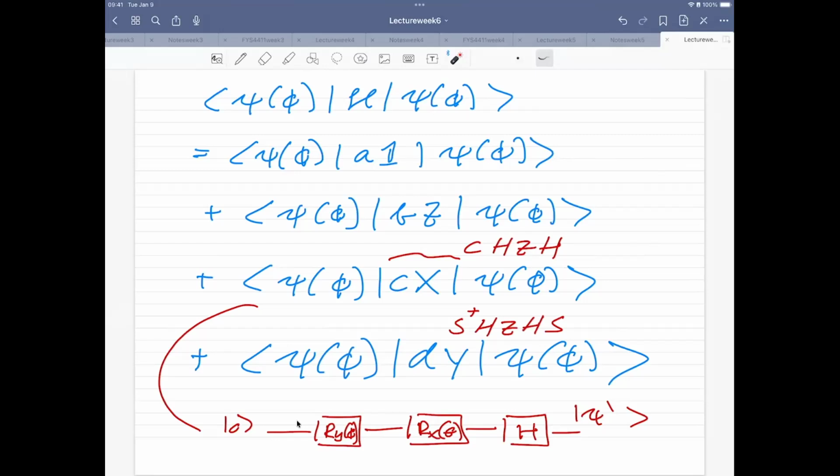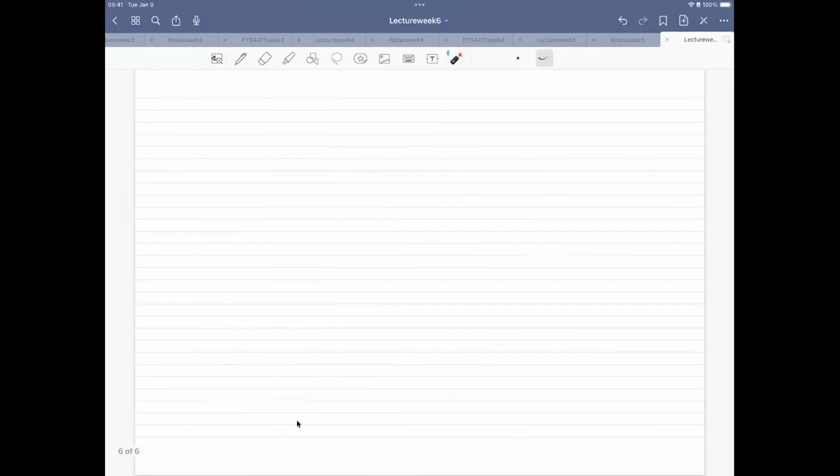Okay? It sounds very clumsy compared to what we did last week, where we simply just took the wave function and calculated the expectation value without thinking. But that's not the way which we would do this on an actual quantum computer.